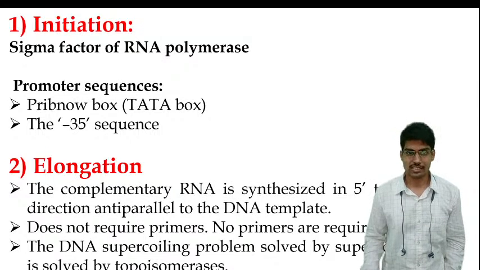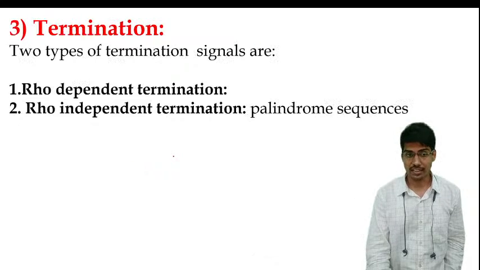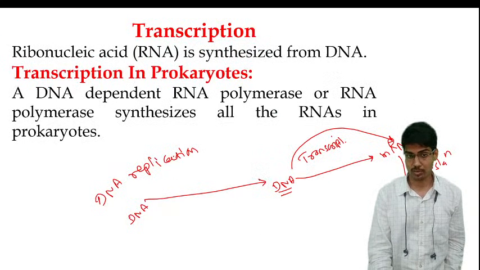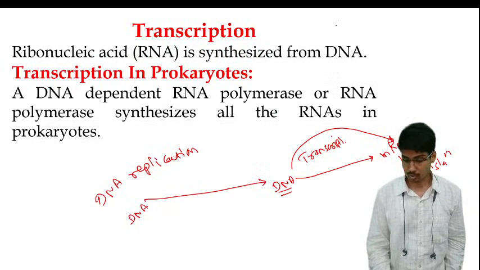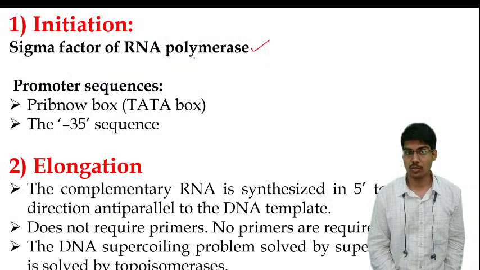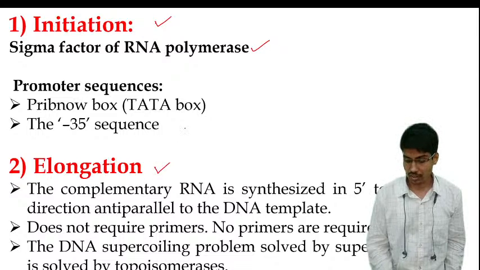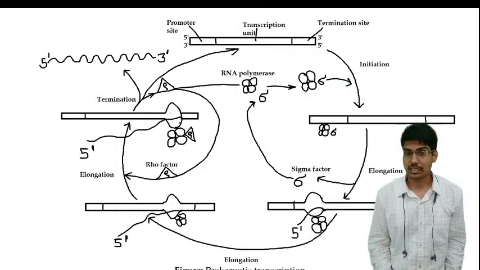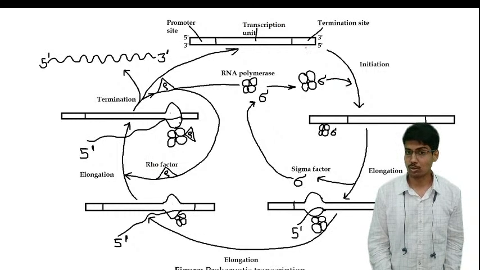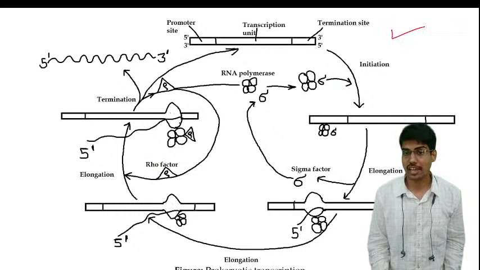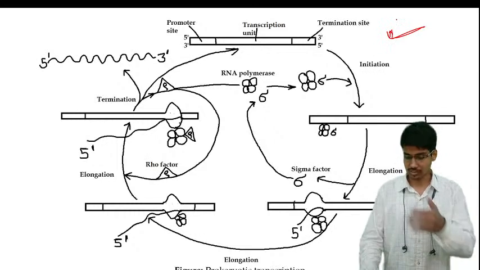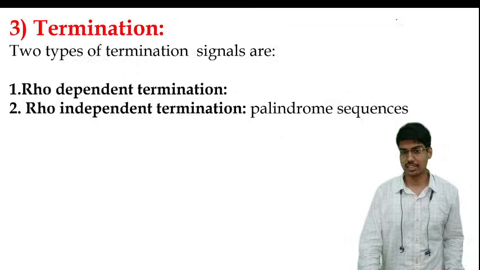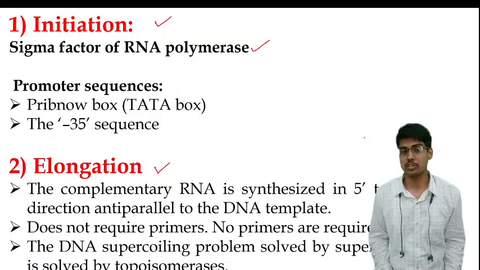So let's start. See, initiation is the first step, and this is the prokaryotic transcription. In this prokaryotic transcription, we are going to see first the initiation phase, then the elongation phase, then the termination phase, and I will explain all those three steps with the help of this diagram also. Okay. So let's first understand that transcription in terms of theory. So this is the initiation.